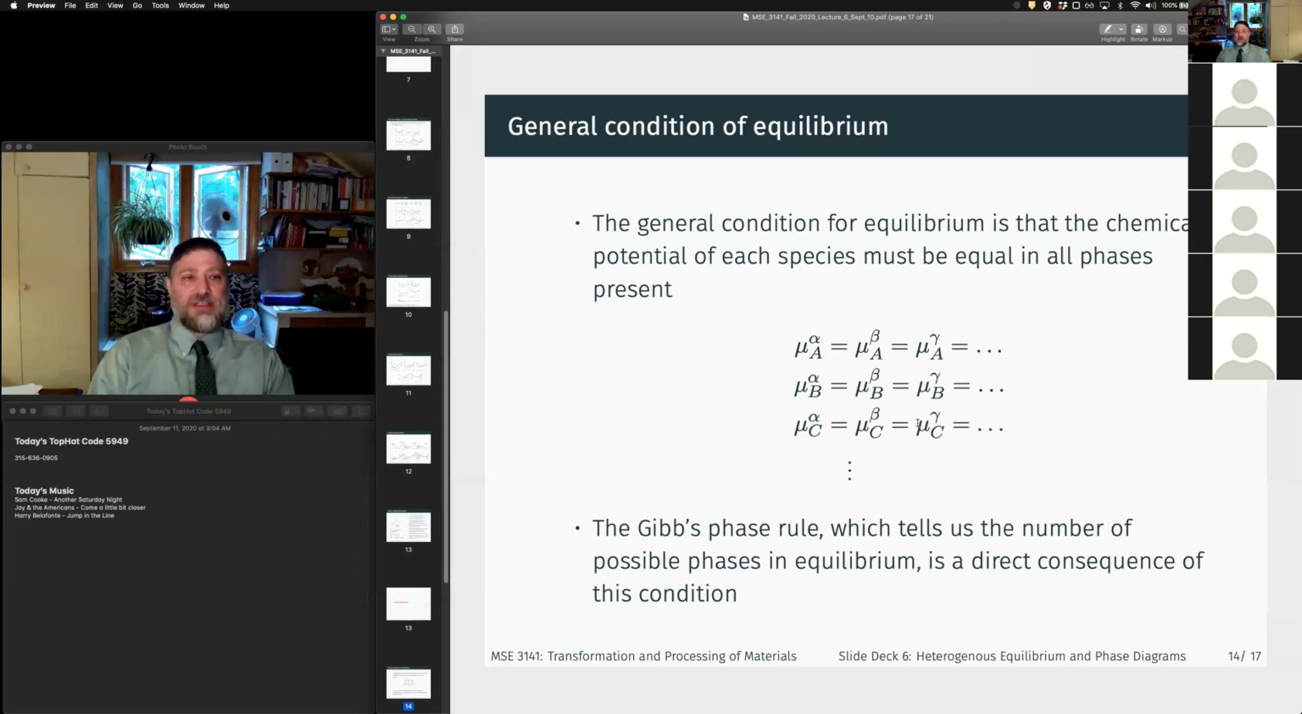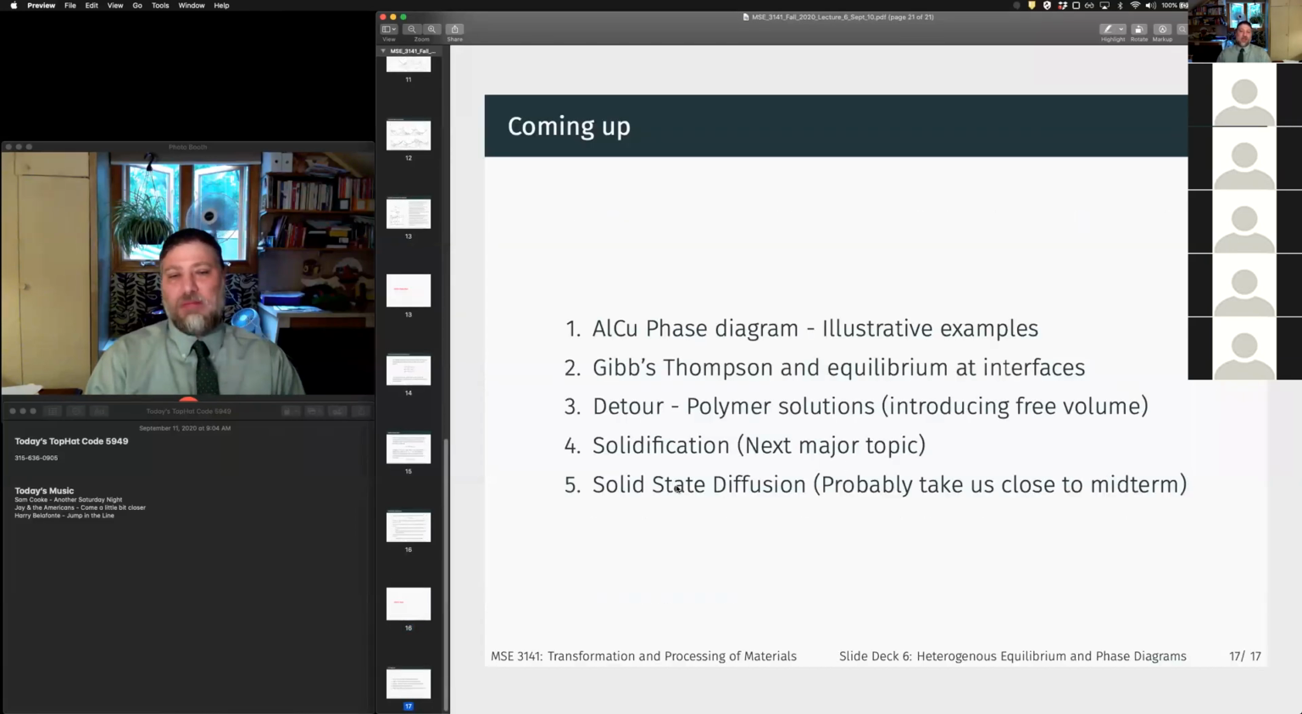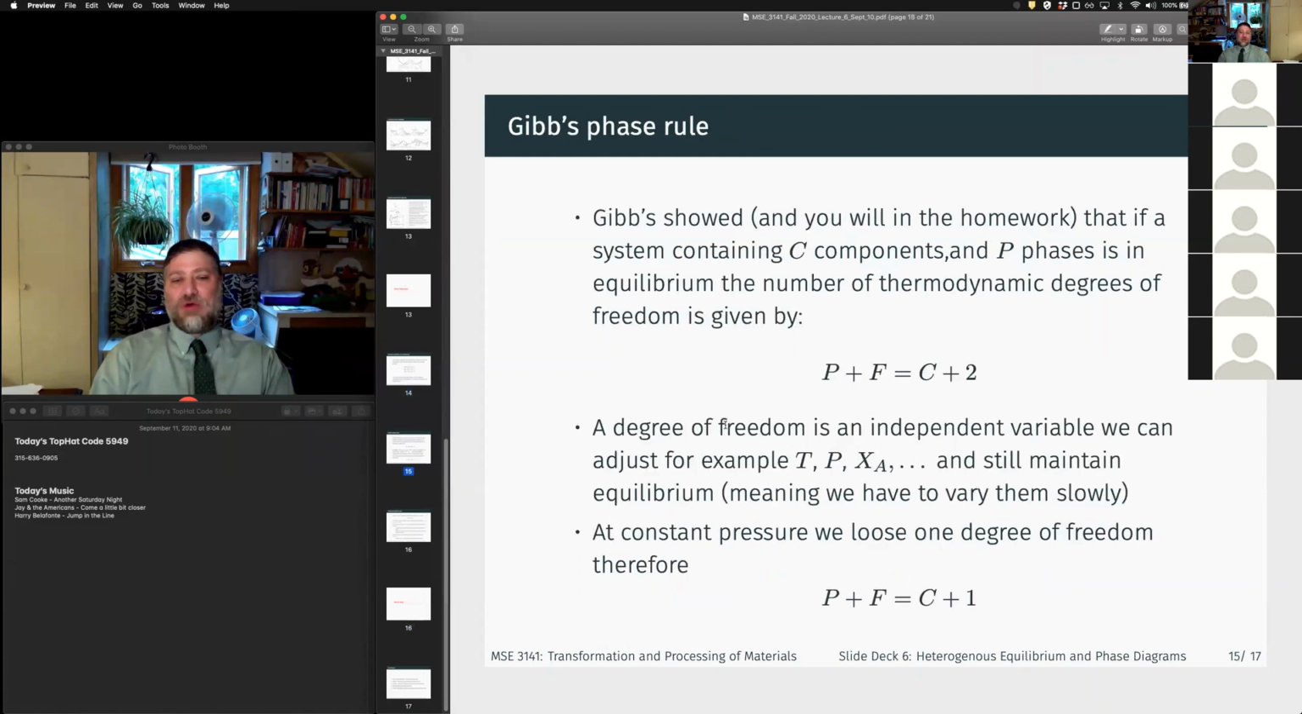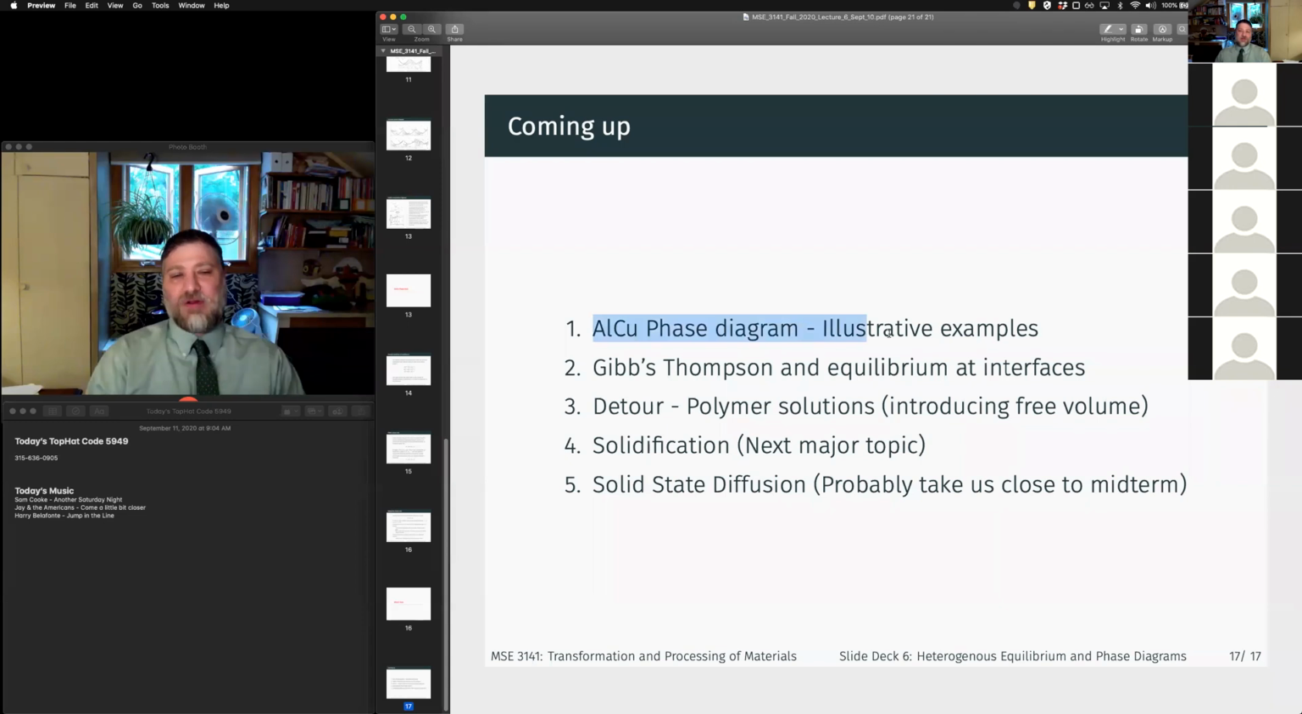Okay, and so we finish there. We'll finish up Monday with the Gibbs phase rule, and then I want to look at the aluminum copper phase diagram in a little bit of detail to give you an illustrated example of multiple phases. And then we'll talk about the thermodynamics at interfaces and the Gibbs-Thomson rule before we look at the reading that we had on polymer solutions, right? And dealing with solutions other than metals and simple molecules. What happens when we have really long, complicated molecules? Okay, have a good weekend, everybody.